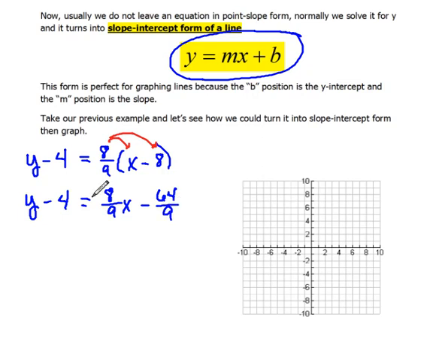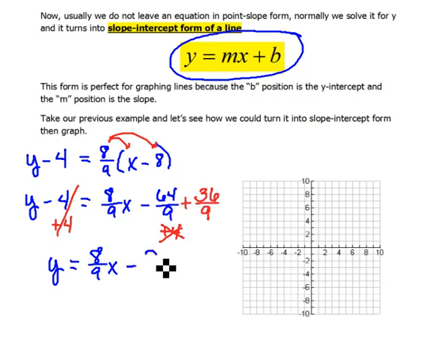Now in order to get y alone, we would have to add 4 to both sides. So we would have y equals 8/9 x, but here we would have negative 64/9 plus 4. Well, instead of writing 4, we're going to write it in the form of 36/9 because 36/9 is 4. So we just got a common denominator, and subtracting there, we should end up with a negative 28/9.